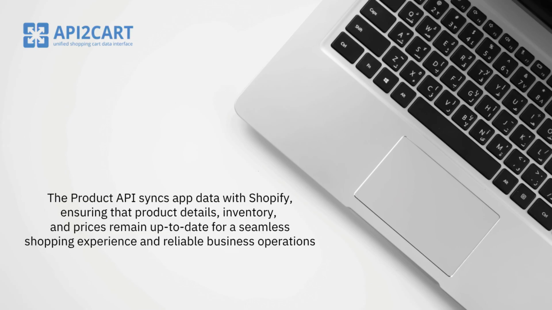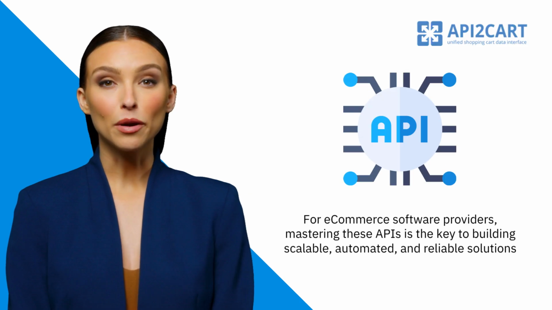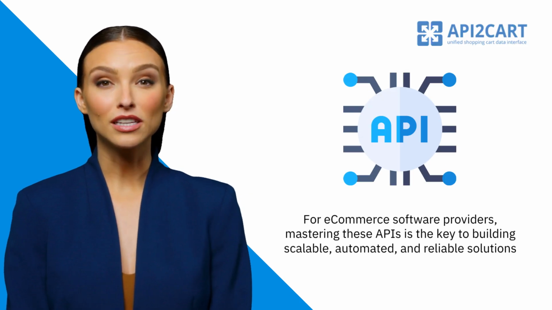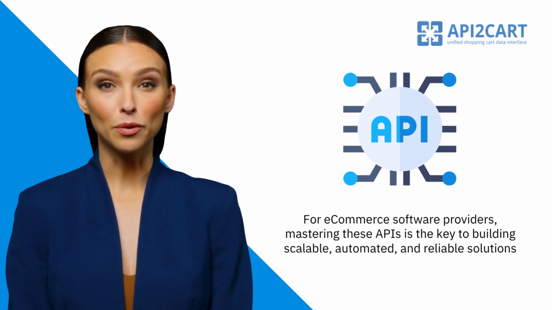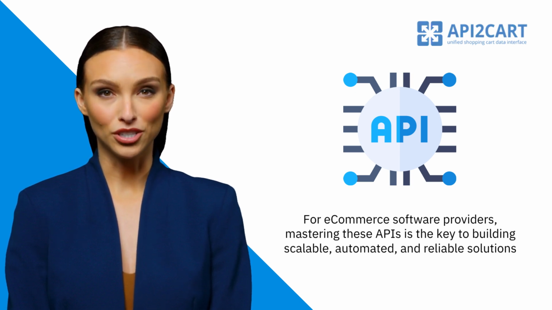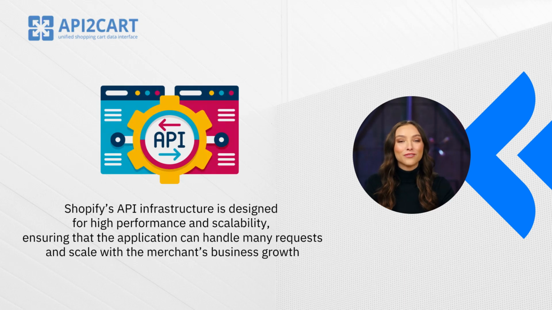The Product API syncs app data with Shopify, ensuring that product details, inventory, and prices remain up to date for a seamless shopping experience and reliable business operations. For e-commerce software providers, mastering these APIs is the key to building scalable, automated, and reliable solutions. Shopify's API infrastructure is designed for high performance and scalability, ensuring that the application can handle many requests and scale with the merchant's business growth.